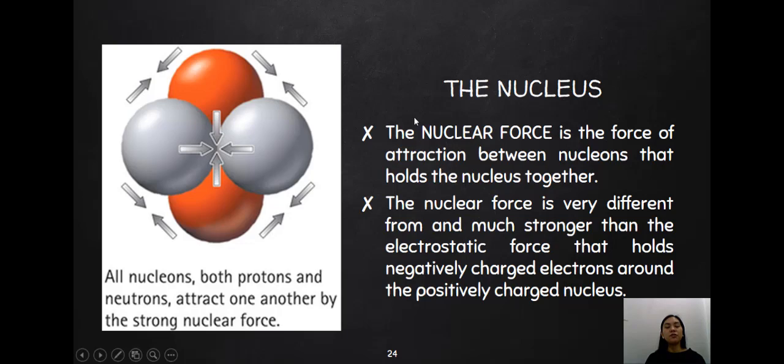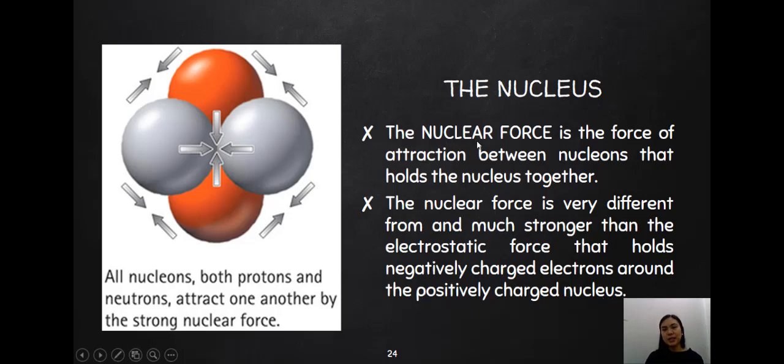So, furthermore, additional information about your nucleus. The nuclear force is the force of attraction between the nucleons that holds the nucleus together. So, of course, diba, very compact po yung ating nucleus, having that it's in the center of the atom. And there's actually a force that holds the neutrons and the protons together. And that particular force is known as your nuclear force. It says here, the nuclear force is very different from and much stronger than the electrostatic force, that holds negatively charged electrons around the positively charged nucleus.